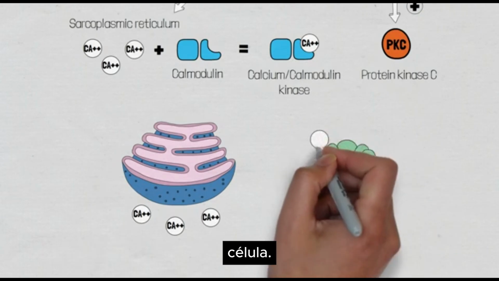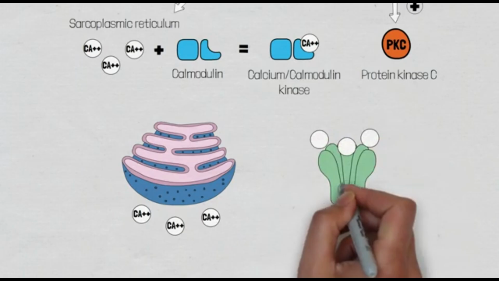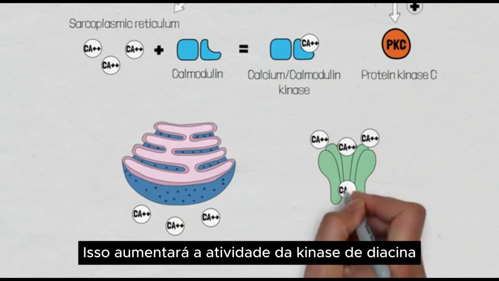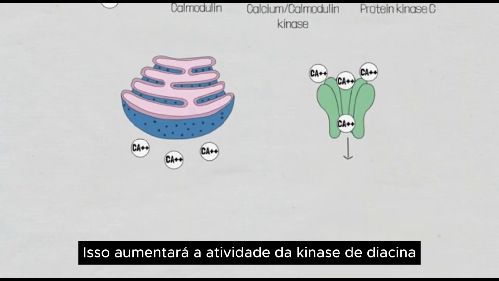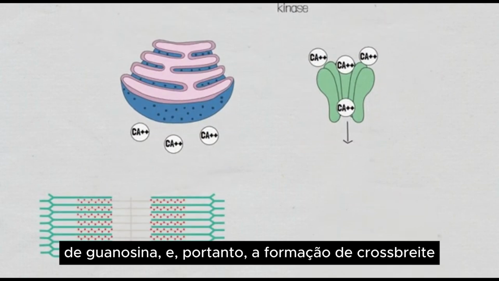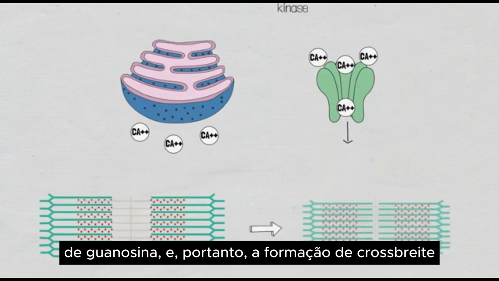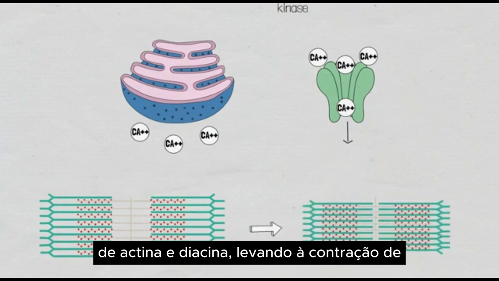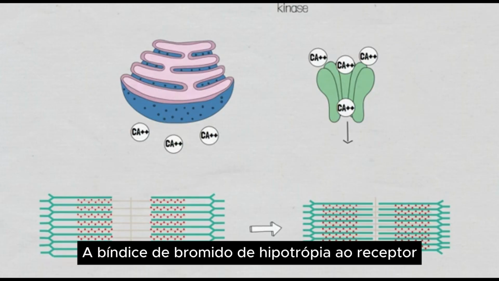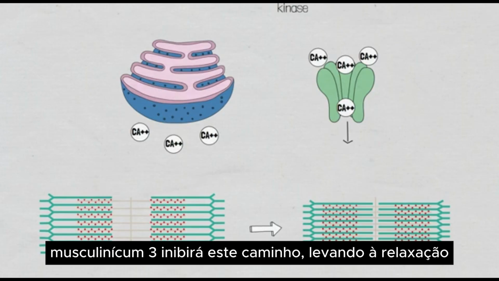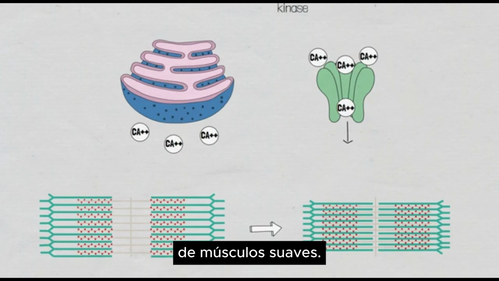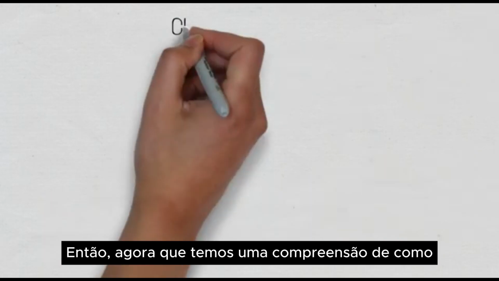This will increase the activity of the myosin light chain kinase and therefore cross-bridge formation of actin and myosin, leading to smooth muscle contraction. The binding of ipratropium bromide to the muscarinic 3 receptor will inhibit this pathway, leading to smooth muscle relaxation. So now we have an understanding of how ipratropium bromide works. Let's look at its clinical application.